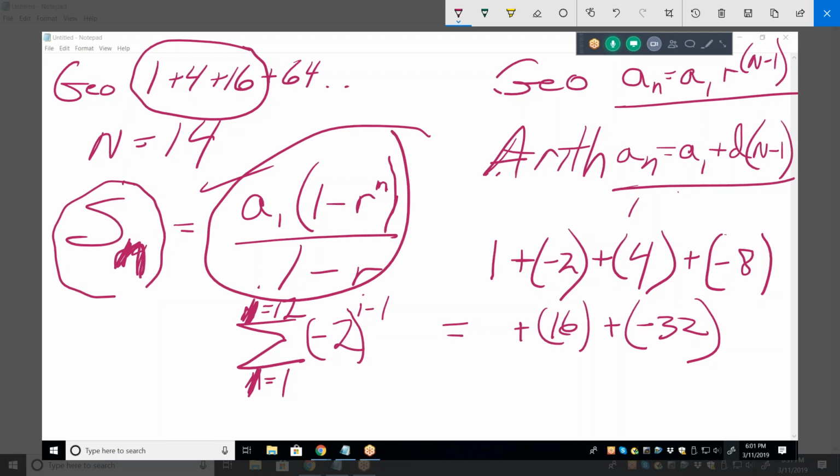What's the common ratio in this particular series? In other words, what do I have to multiply each term by to get the next term? Negative 2. Correct. a sub 1 is what? 1. Okay, now let's plug it in.